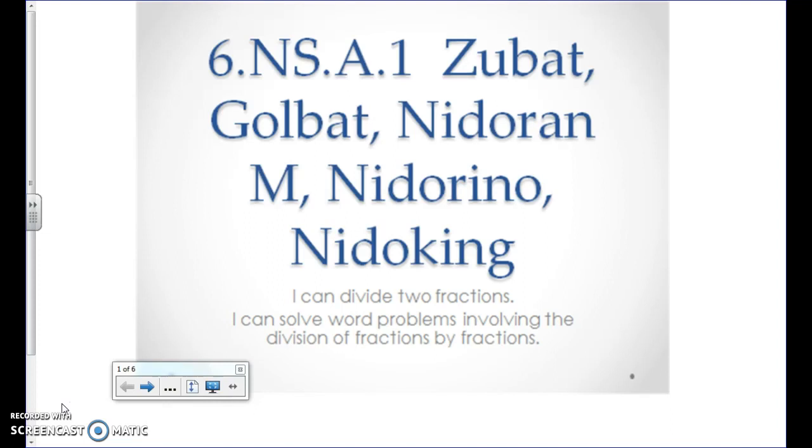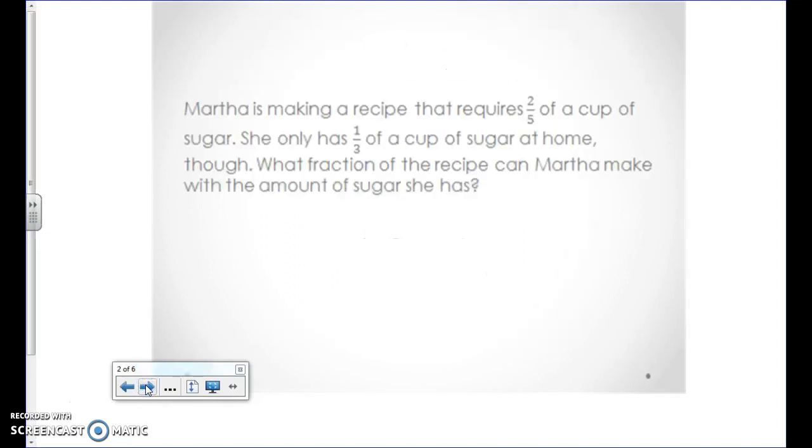Basically, what the Study Island assignment entails is dividing fractions and solving word problems involving division of fractions. Now, I pulled several of the problems that are in the Study Island that I thought might be challenging, and so I'm going to do a few examples. Now, your problems might not have the same exact numbers, but they will be similar. So this might help you reference how to do well on your Study Island without having to do it 10 times.